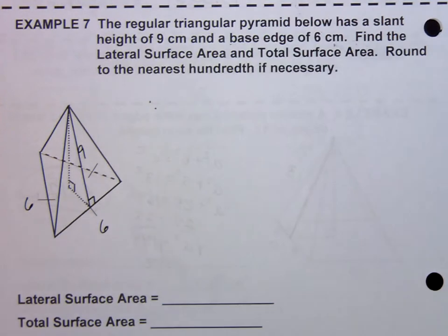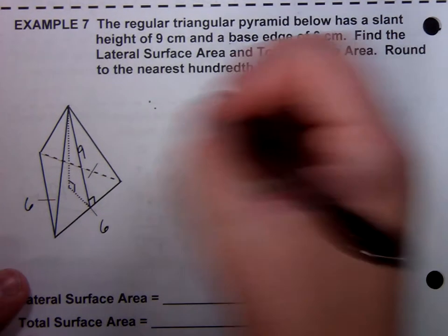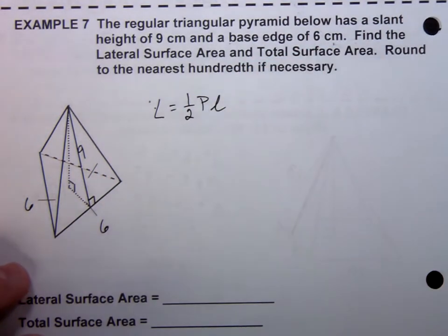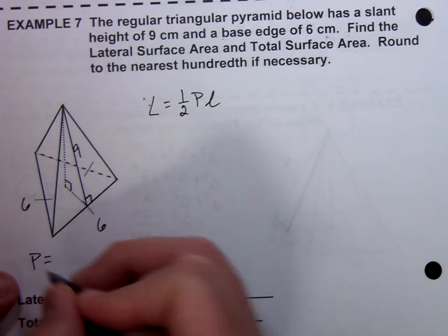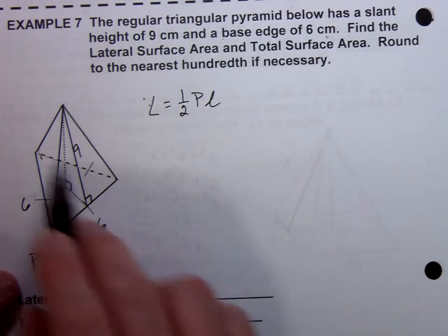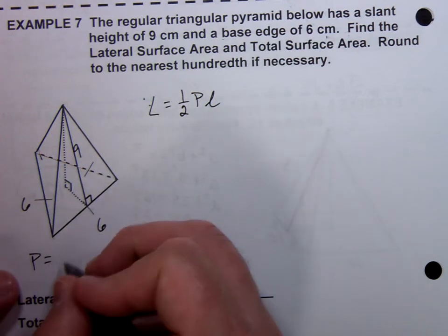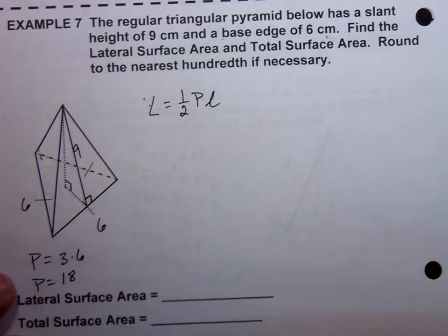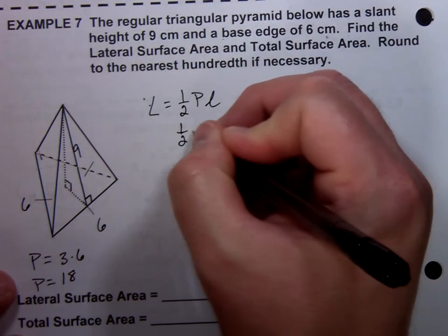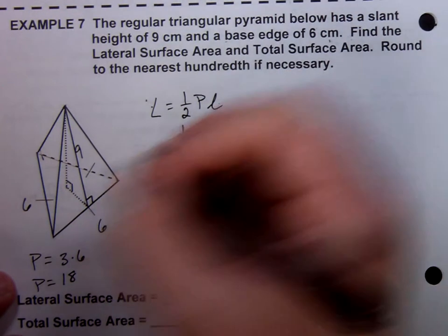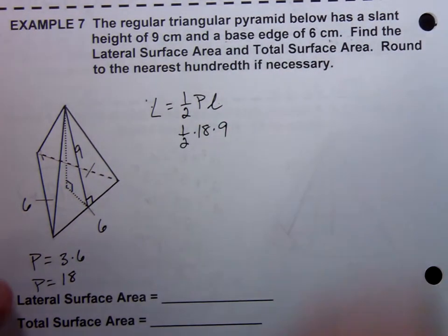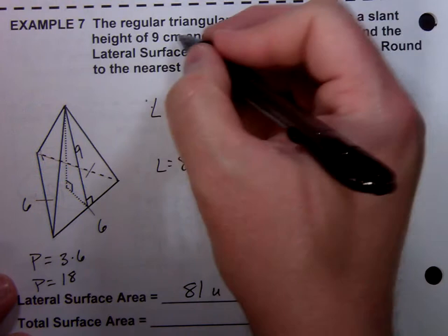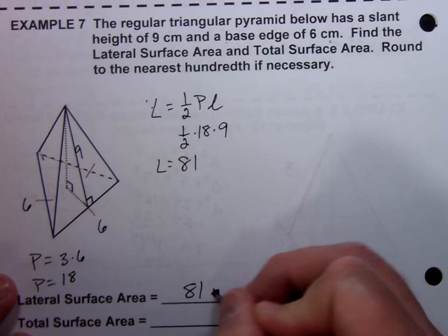All right, so there's the information we have. We want to get the lateral surface area, so we need to do 1/2 times the perimeter of the base times the slant height. Well, the perimeter of the base is this triangle down here. All 3 sides are 6, so it's 6 plus 6 plus 6, or 3 times 6, which is 18. So I got the perimeter of the base times the slant height, which was 9. So we got 1/2 times 18 times 9. Lateral surface area comes out to 81 units squared. Actually, no, these are centimeters. Excuse me, I gotta start checking those units better. Centimeters squared.